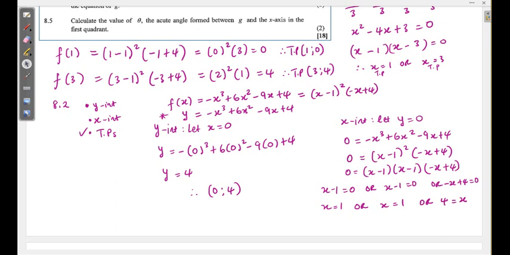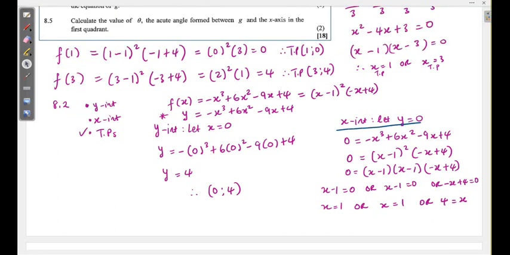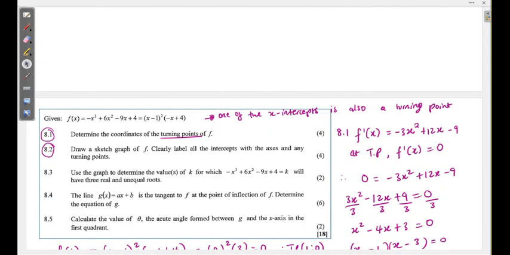So what are these x values that we are getting? Good people, these are your x-intercepts, right? These are your x-intercepts. This one was your y-intercept. This is the equation we are using, this is our equation here, which is the equation that was given in the question.